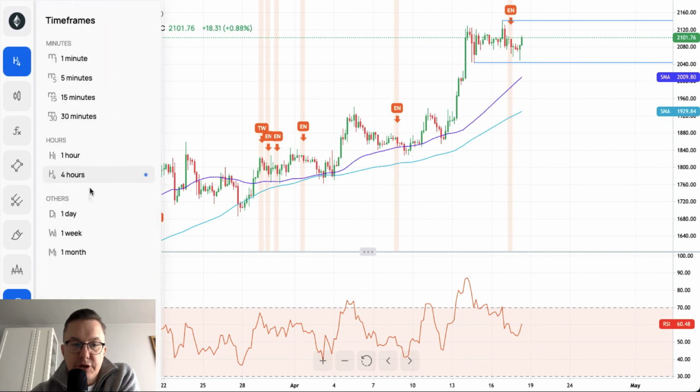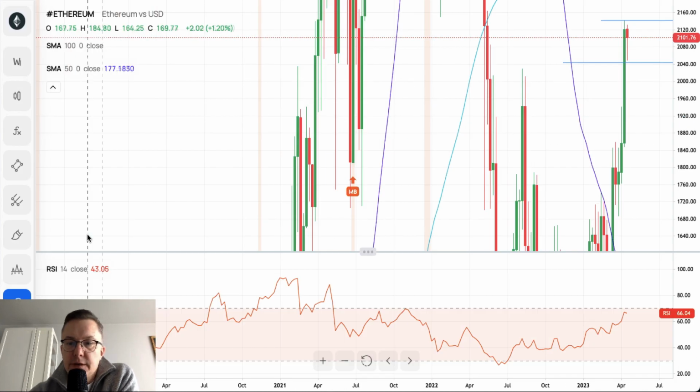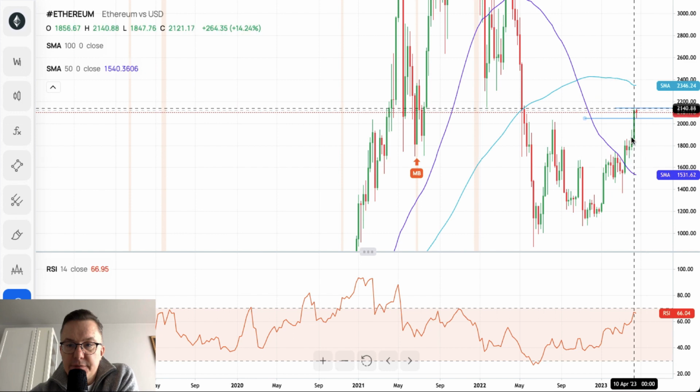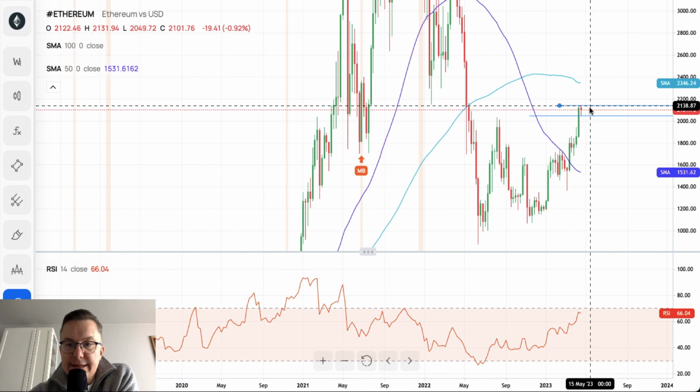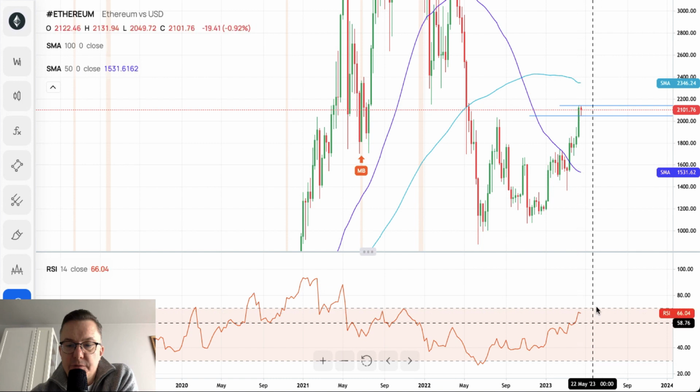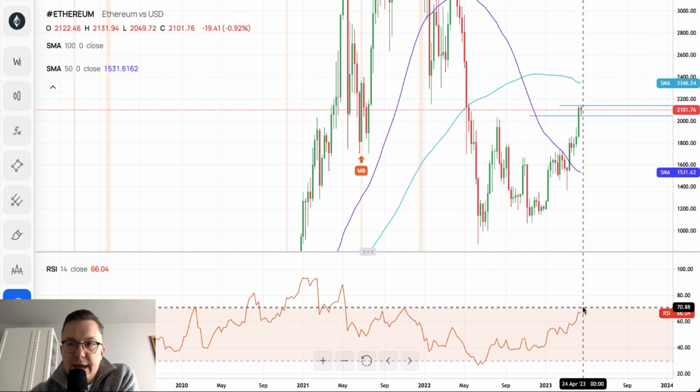If we take a look at the weekly chart, there you go. Let me just sort it out for you. If we take a look at the weekly chart, we have a big nice breakout to the upside. So the next weekly target is 2,346, where the 100 periods moving average is right now, and there is still some room on the weekly RSI to travel higher on this market.